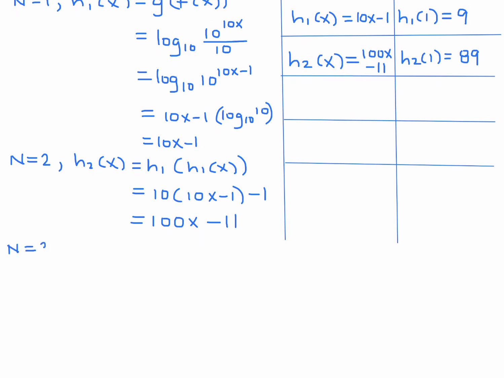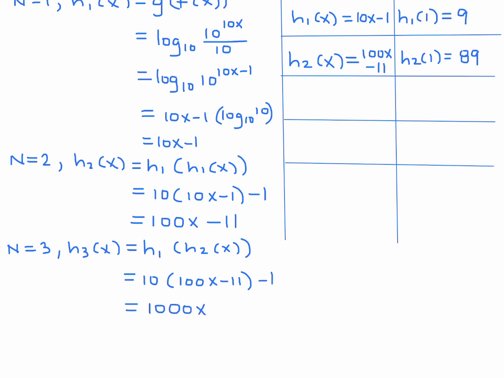Now let's figure it out for n equals 3. h3(x) this time. And again, that formula is going to be h1 times h2(x), like that. Well, h2 we just figured out is right here. So we're going to substitute that into h1, which is right there. So it's 10 times (100x minus 11) minus 1. And this gives me 1000x minus 110 minus 1, so minus 111. So that's h3(x), which is 1000x minus 111. And then if I put x equal to 1, I will get 1000 minus 111, which is 889.